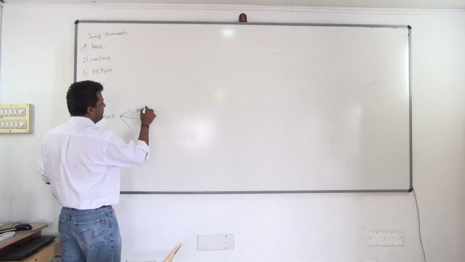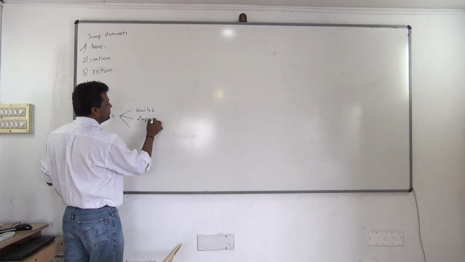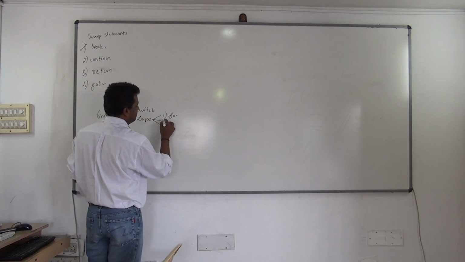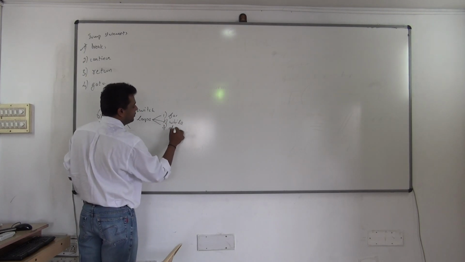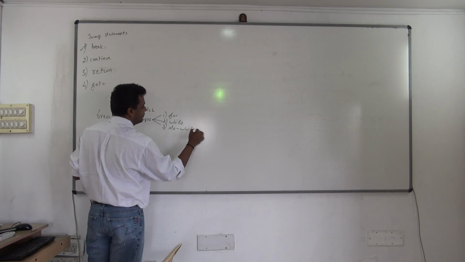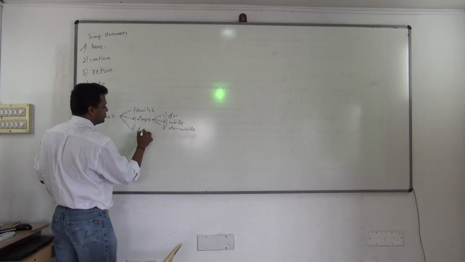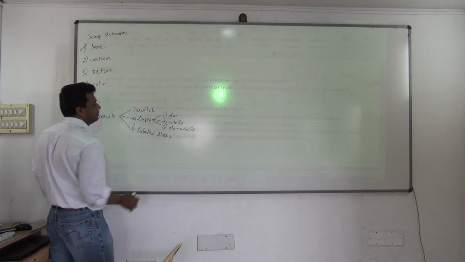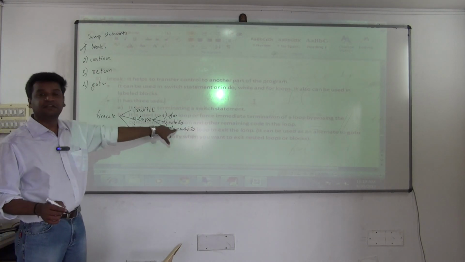Break is used in switch statements. Break can be used in loops. And which are the three types of loops? For loop, while loop, and the third one would be do while. Lastly, this one can be used in labeled blocks also. Switch, so it can be used in three places. Again, in loops you can use it in these three locations.